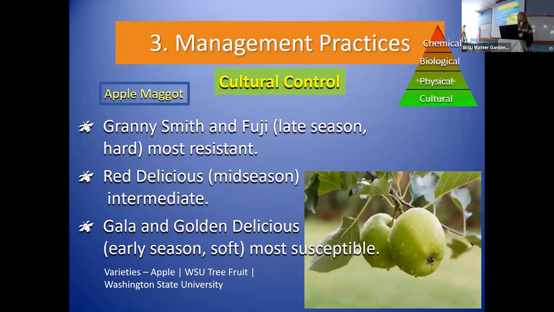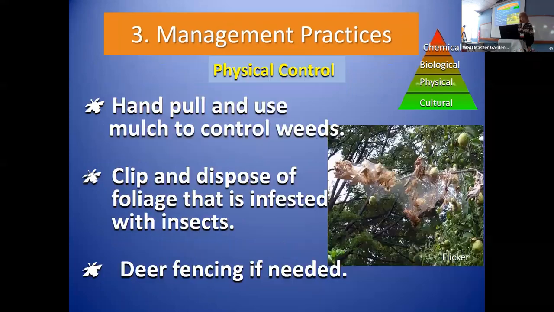So we found that Granny Smith and Fuji, they're late season, they're hard, they were the most resistant. Red Delicious was mid-season, so it was kind of intermediate, but Gala and Golden Delicious are earlier season and soft, and they found that they were the most susceptible to apple maggot. I also have put a link on your handouts, and WSU has a really nice little graphic that shows you which apples are early, mid, and late season.